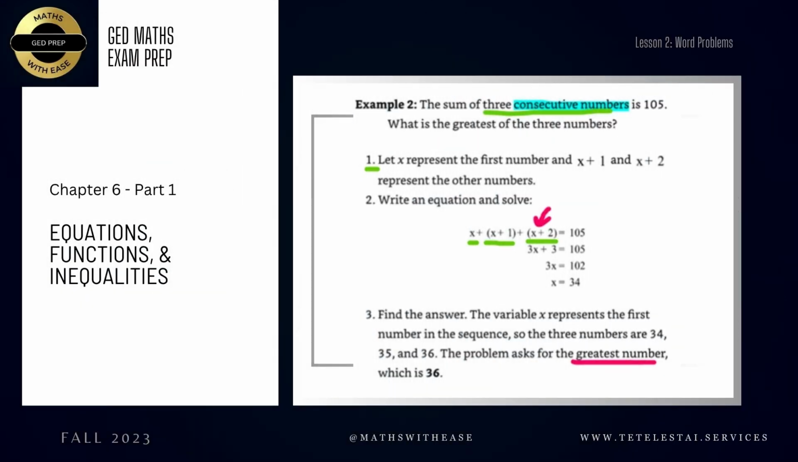In this example, we're being told that the sum of 3 consecutive numbers is 105.